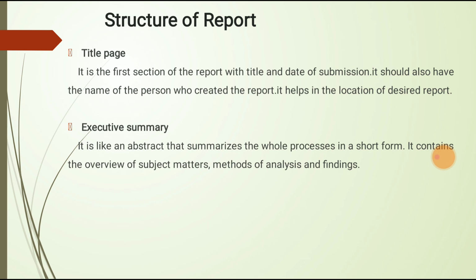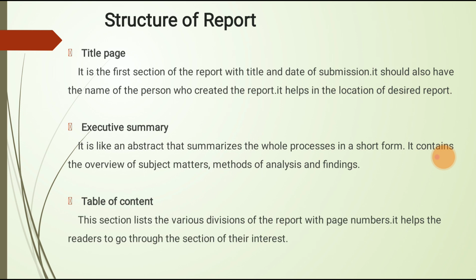So it gives an overall idea about what the project is, what the methodologies used were, and the conclusion arrived at. Next is the table of contents. The section lists the various divisions of the report with page numbers. It gives you the page number on which you can find a particular item. So it is very handy. It helps the readers go through the section of their interest.